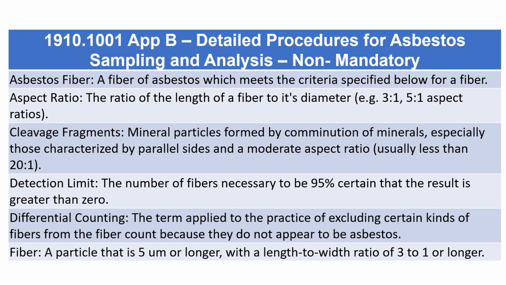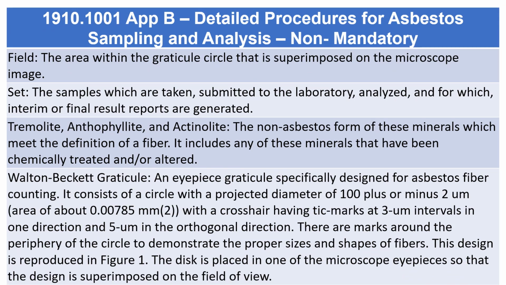Detection limit, the number of fibers necessary to be 95% certain that the result is greater than 0. Differential counting, the term applied to the practice of excluding certain kinds of fibers from the fiber count because they do not appear to be asbestos. Fiber, a particle that is 5 µm or longer, with a length-to-width ratio of 3:1 or longer. Field, the area within the graticule circle that is superimposed on the microscope image.